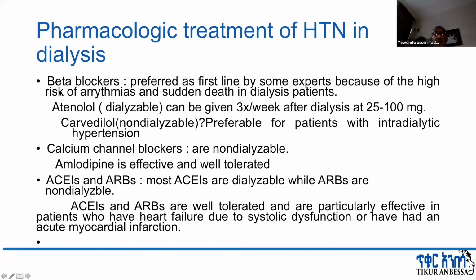And among the beta blockers, some of the drugs mentioned are atenolol. Atenolol is, by the way, dialysable, but it can be given after dialysis just 3 times a week at doses of 25 to 100 milligrams.